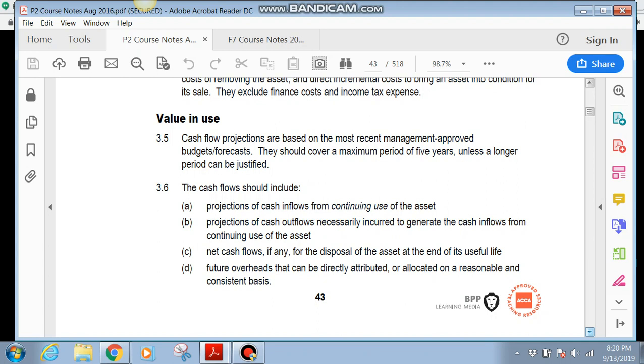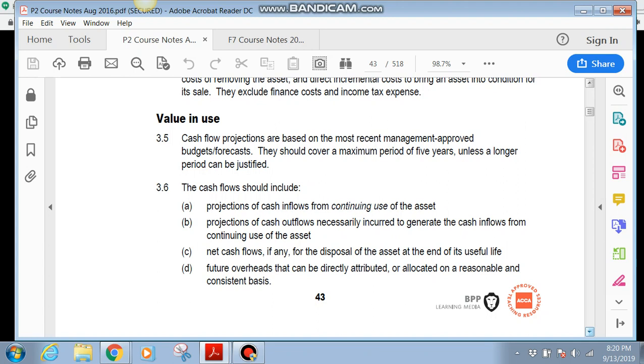The cash flows should include projections of cash inflows from continuing use of the asset. So this asset is supposed to be used on a continuing basis. Then the cash flows generated by this asset is what we use. Second, projections of cash outflows necessarily incurred to generate the cash inflows from continuing use of the asset.